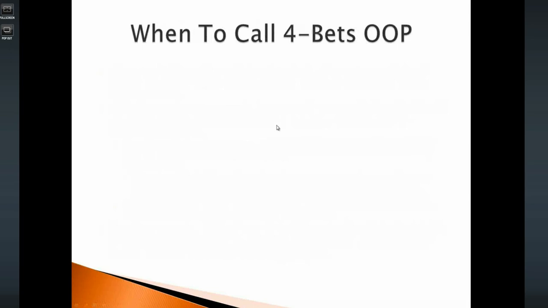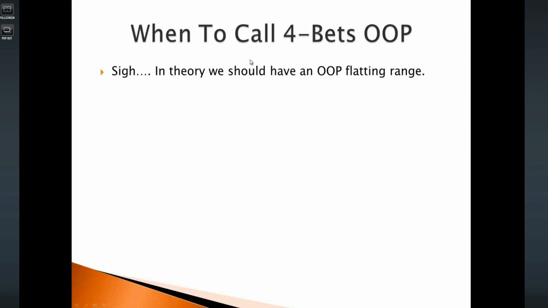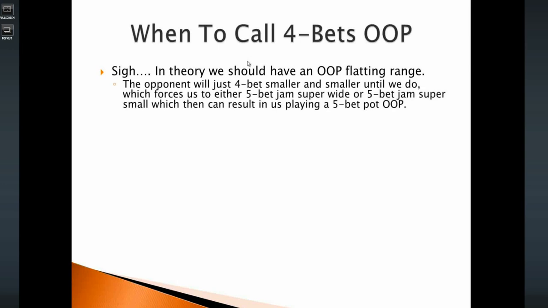When to call 4-bets out of position. This is something I did not touch in the first video. I just assumed you don't do this, and in theory, you definitely should. In theory, we have to have an out-of-position flatting range for both 3-bets and 4-bets. The opponent will just 4-bet smaller and smaller until we do, which forces us to either 5-bet jam super wide or 5-bet jam super small, which can then result in us playing a 5-bet pot out of position.